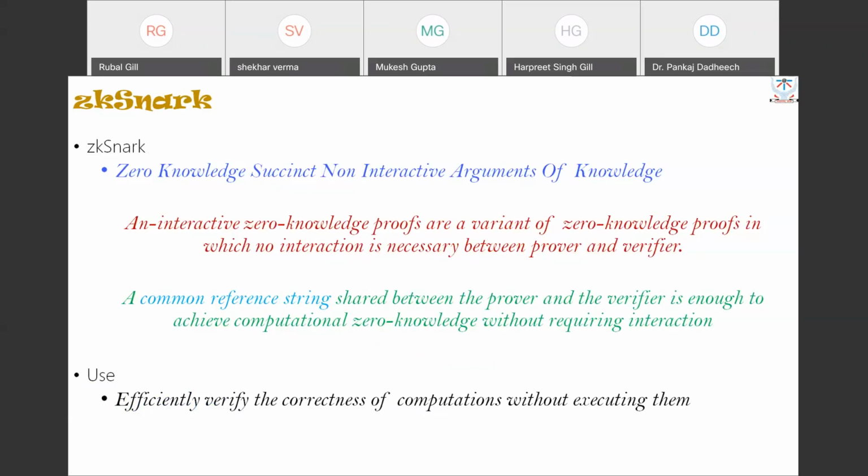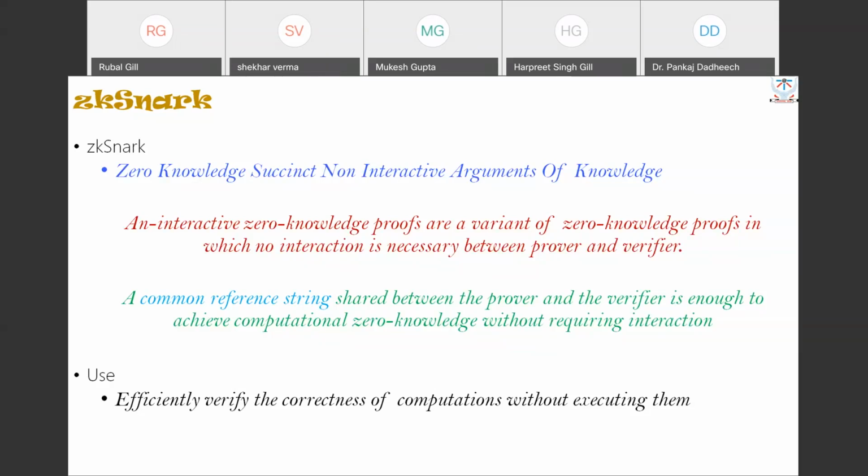So what is non-interactive? Non-interactive zero knowledge proof is a variant of zero knowledge proof in which there is no message exchange between the prover and the verifier. Just one broadcast by the prover. What it uses are some common parameters. A common reference string shared between the prover and verifier is enough for the proof. There is no other interaction required.